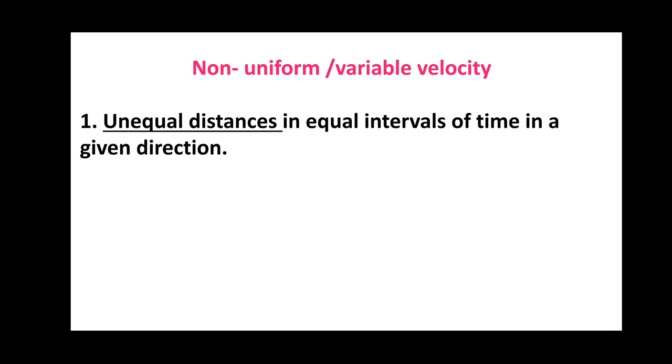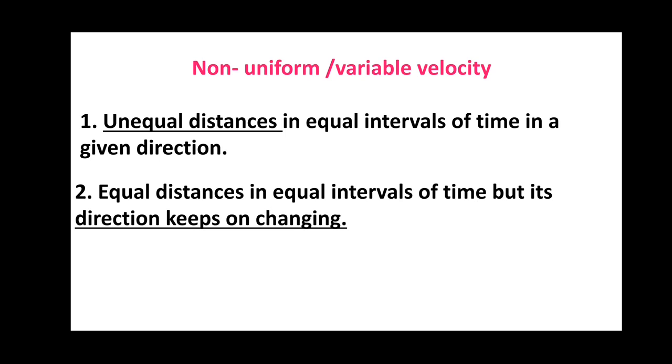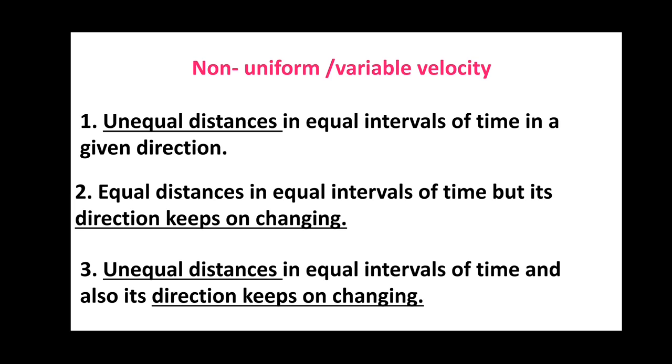An object is said to have a non-uniform or a variable velocity if it covers unequal distances in equal intervals of time in a given direction, or if it is covering equal distances in equal intervals of time but its direction keeps on changing. And the third condition for non-uniform or variable velocity is that if it is covering unequal distances in equal intervals of time and also its direction keeps on changing. So let's see these three conditions with example.